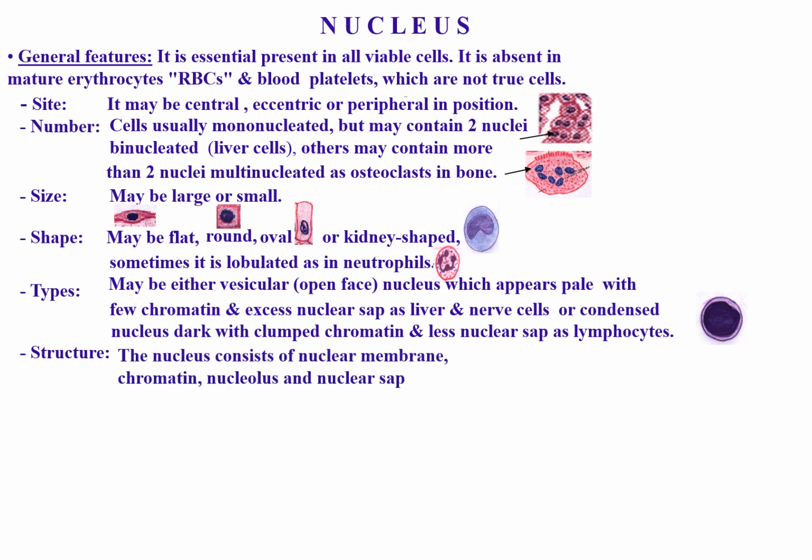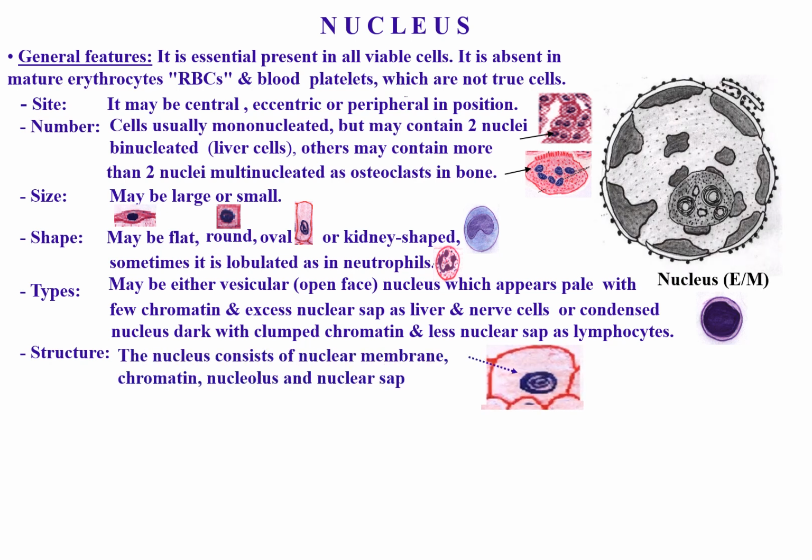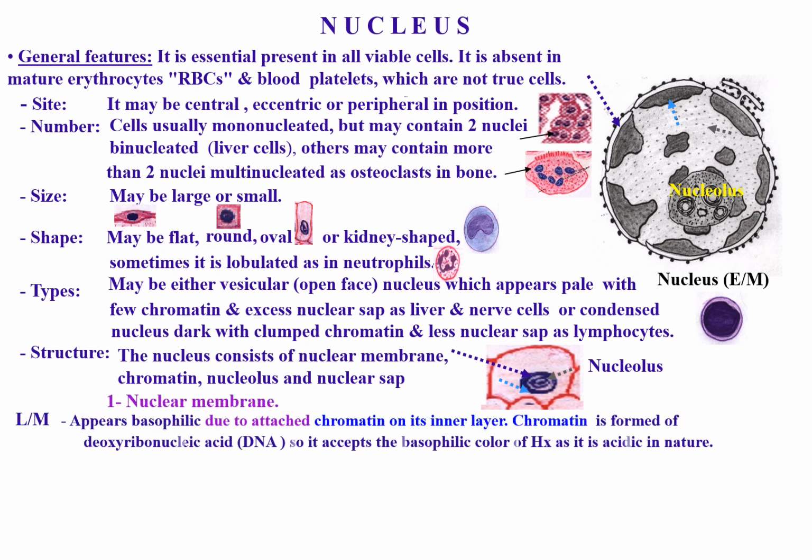Structure. Nucleus consists of nuclear membrane, chromatin network, nucleolus, and nuclear sap. Nuclear membrane, by light microscope, appears basophilic due to attached chromatin granules on its inner layer. Chromatin is formed of desoxyribonucleic acid, so it accepts the basophilic color of hematoxylin, as it is acidic in nature. By electron microscope, nuclear membrane is a double-walled unit membrane with many pores.